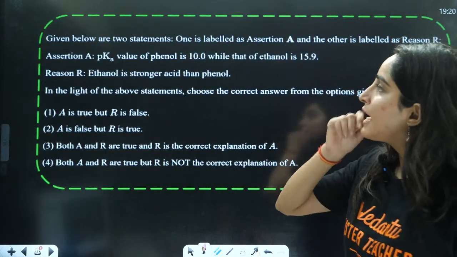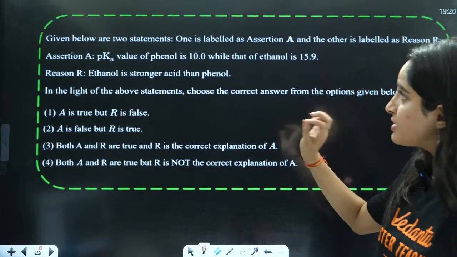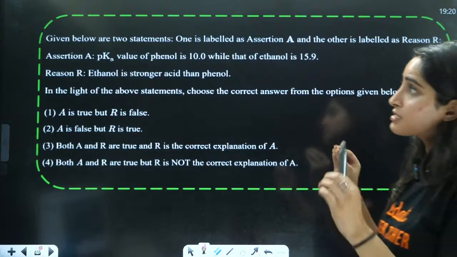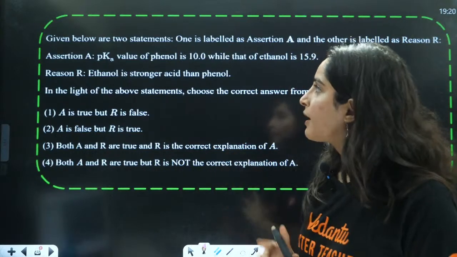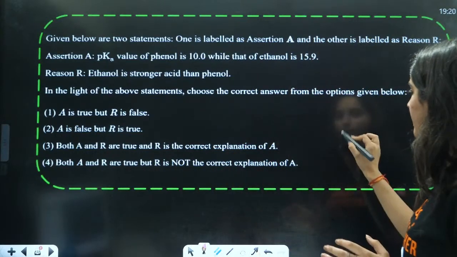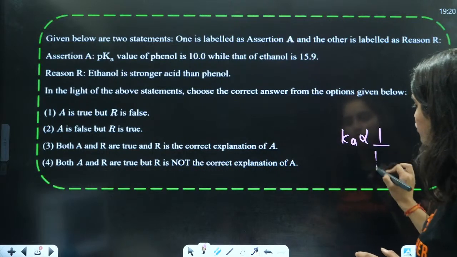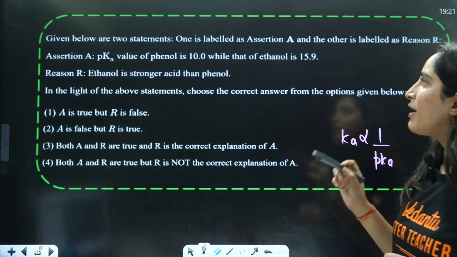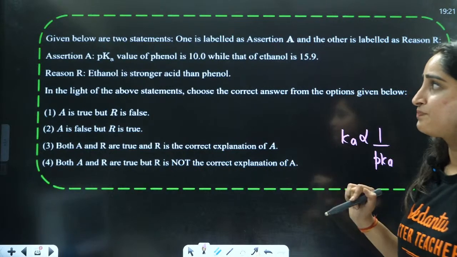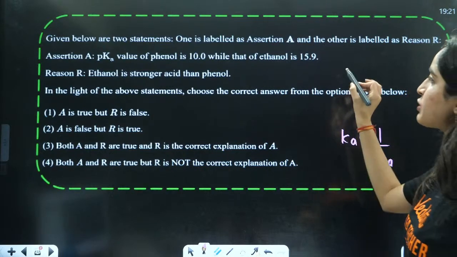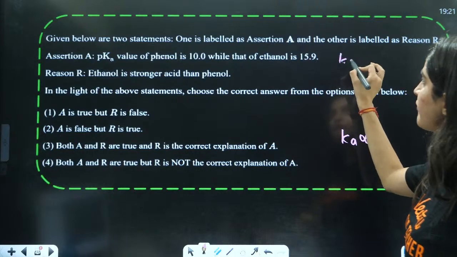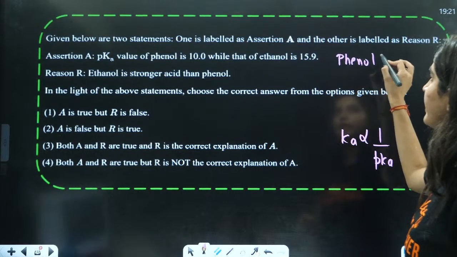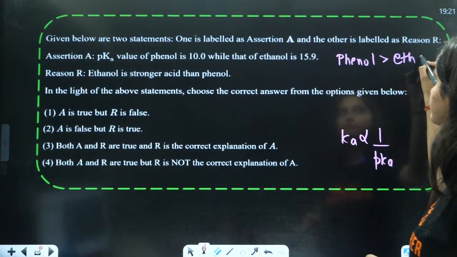Next is, given below are two statements. One is labeled as assertion A, the other is labeled as reason R. They are saying pK. Now remember, Ka is inversely proportional to pK. The pK value of phenol is 10, while that of ethanol is 15. That means you are saying the Ka value of phenol is greater than ethanol.